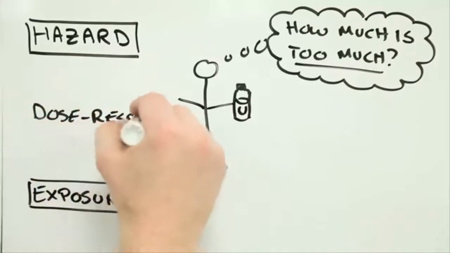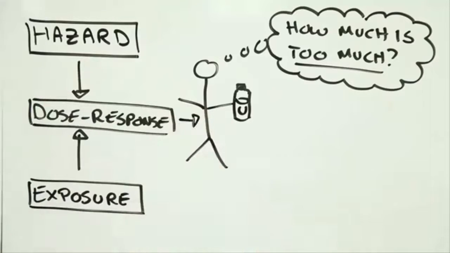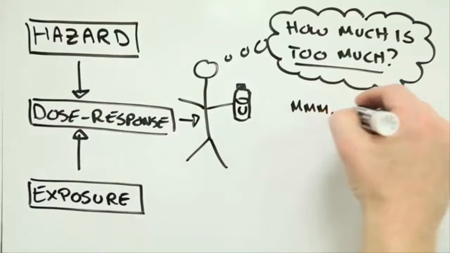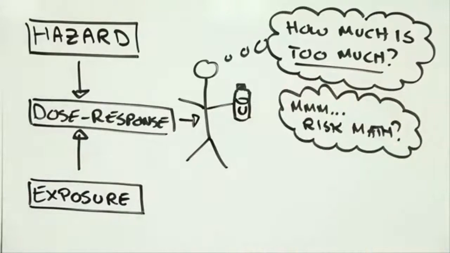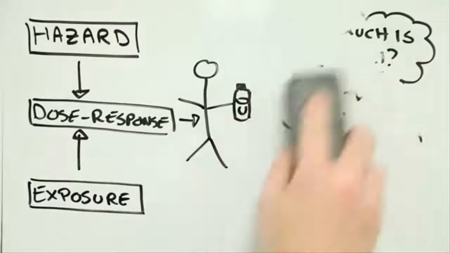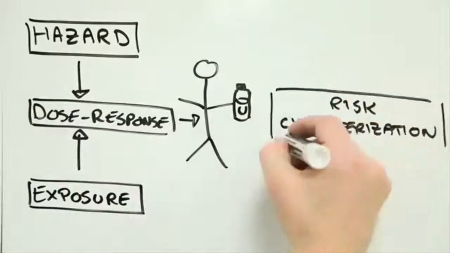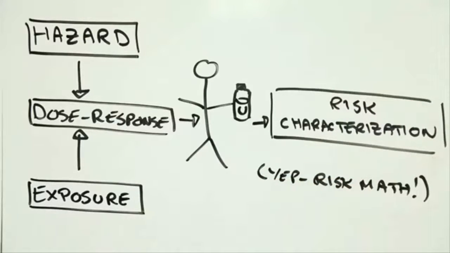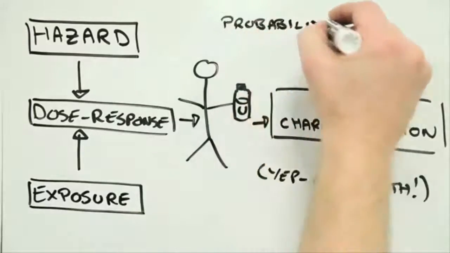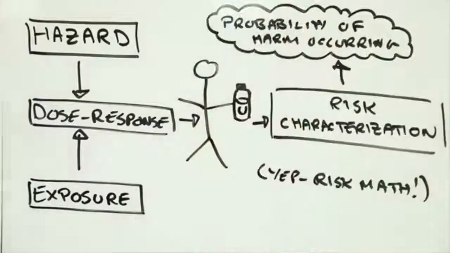If we can measure this or estimate it, we can connect hazard and exposure to the probability of harm occurring, risk in other words. This is the dose-response relationship, and this is what transforms hazard and exposure into a measure of risk. Of course, we still need to know what to do with this measure of risk, but that is a story for another day.